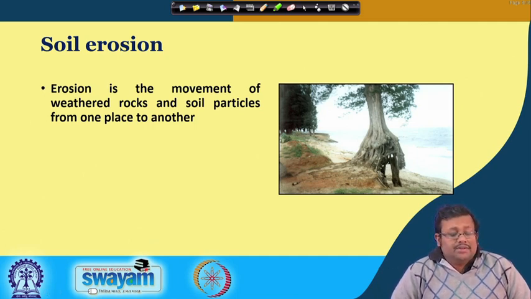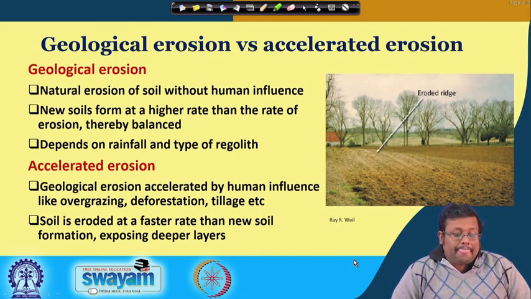The definition of soil erosion is the movement of weathered rock and soil particles from one place to another. You can see in this picture the soil underneath the tea has been totally removed as a result of water erosion, and this is a physical form of erosion where water is a major agent for creating the soil erosion.